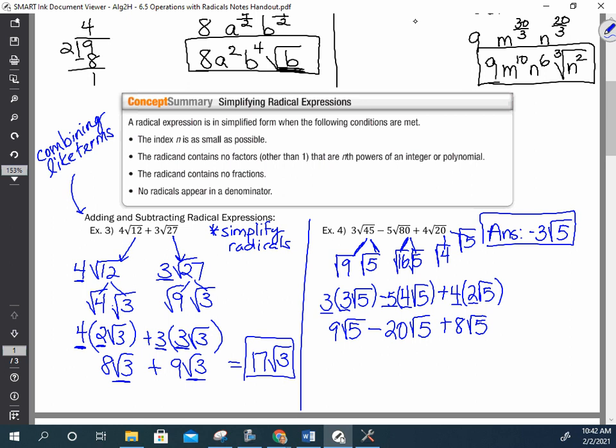So if we combine this all up, we got 9 minus 20 plus 8, negative 3 square root of 5. If you got negative 19 square root of 5, I know exactly what you did. You violated the order of operations. Remember, order of operations says to add or subtract going from left to right. That means you have to do 9 minus 20 and then take that answer and add 8. Do not violate the order of operations.